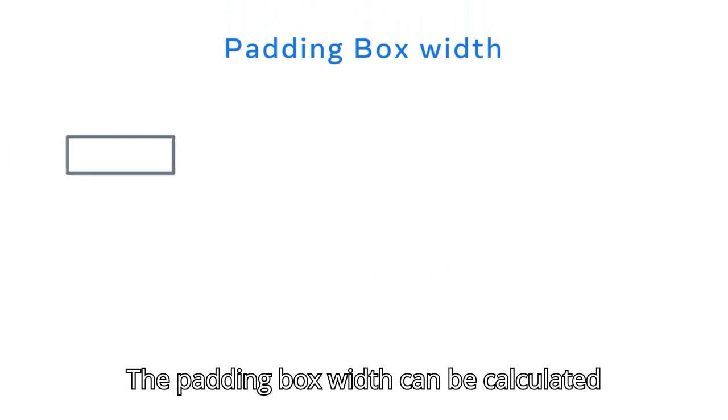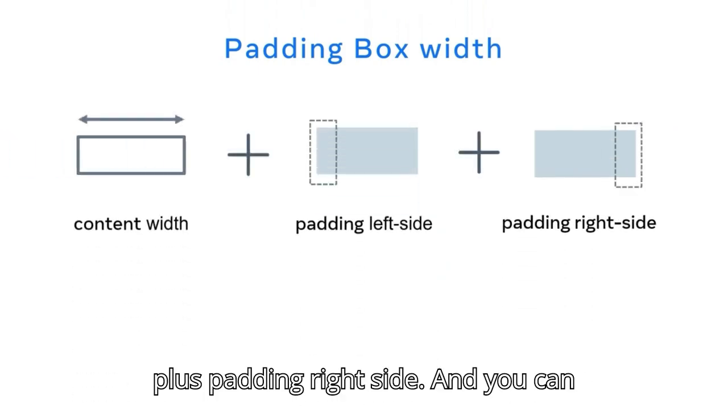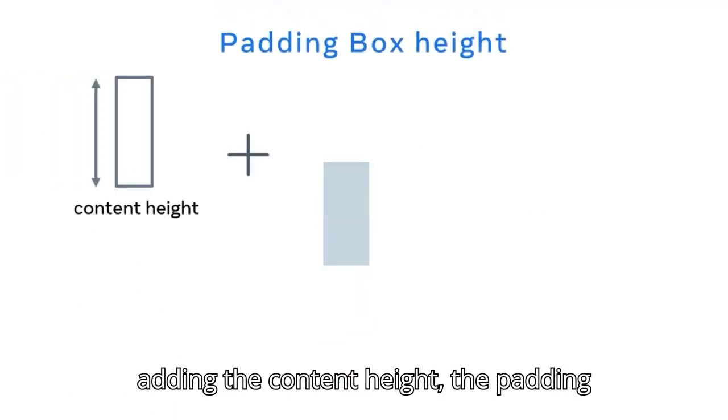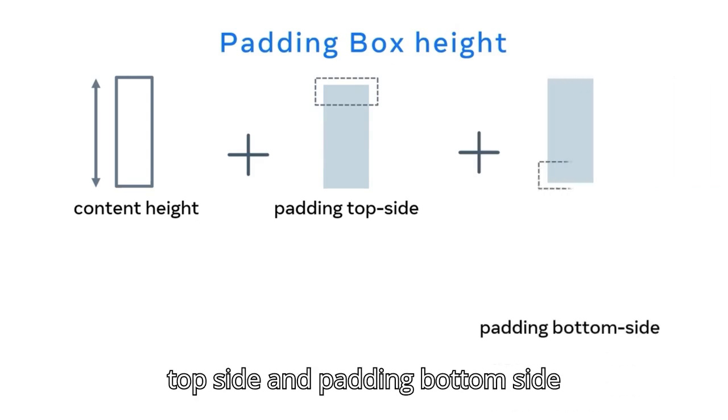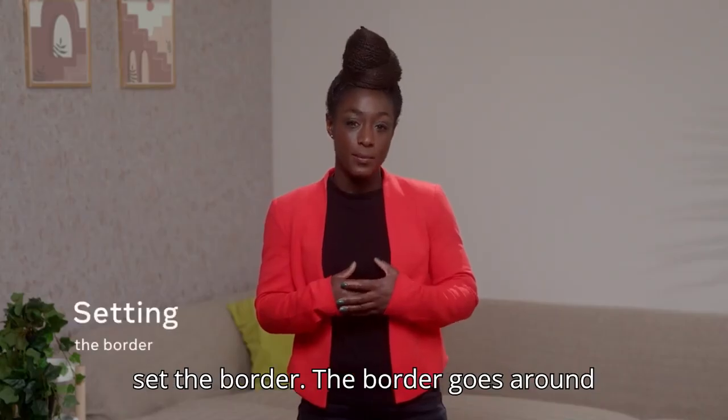The padding box width can be calculated as content width plus padding left side plus padding right side. And you can calculate the padding box height by adding the content height, the padding top side, and padding bottom side together. Next, let me show you how you set the border.